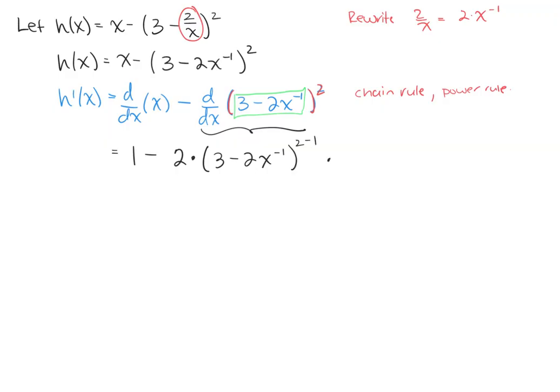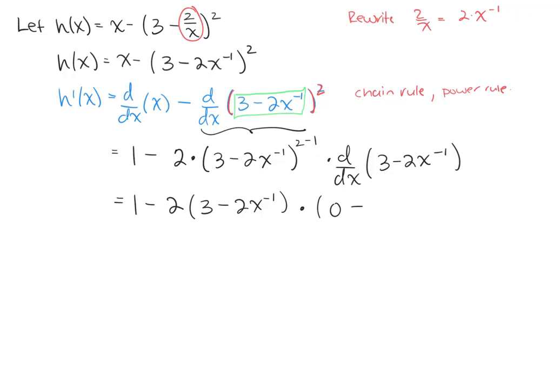And then the chain rule says, after you take the derivative of the outside function, we multiply it by the derivative of the inside function. So I have to take the derivative of 3 and of negative 2x to the first power. Okay, all right, let's finish this. So 1 minus 2 times (3 minus 2x to the negative 1 power), then 2 minus 1 is just 1. Okay, and then now let's take the derivative of 3. The derivative of 3 with respect to x is 0.